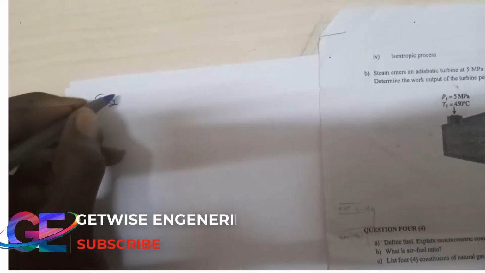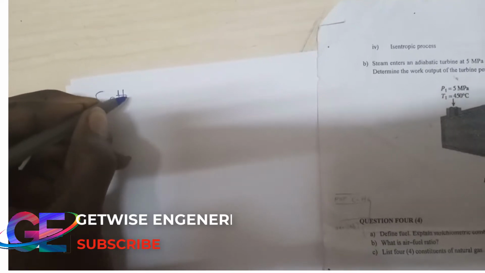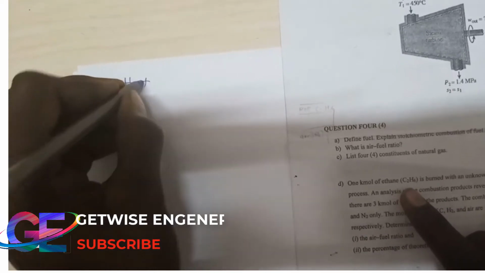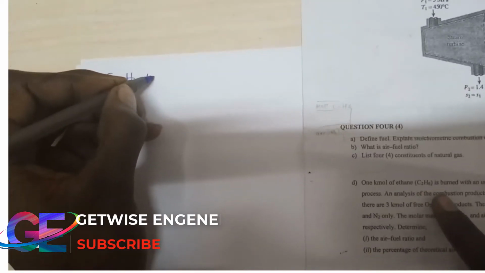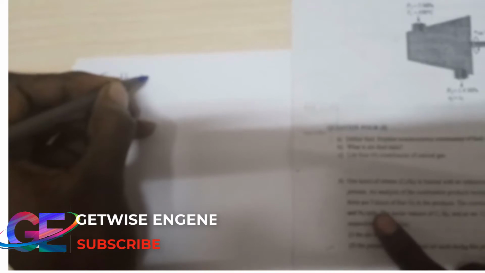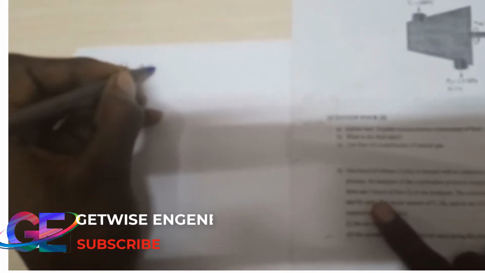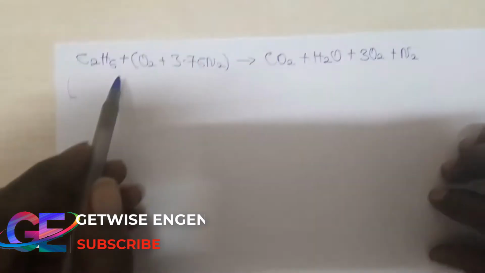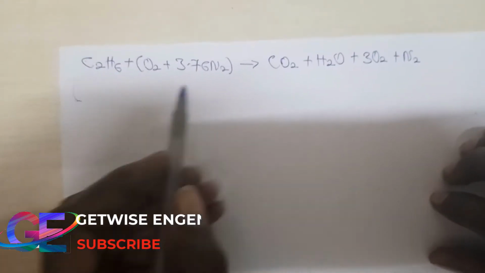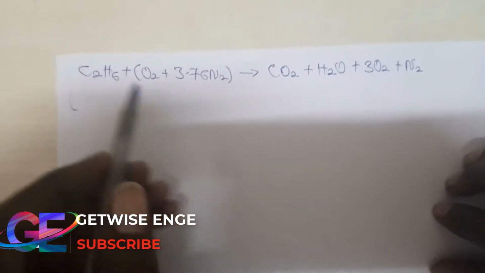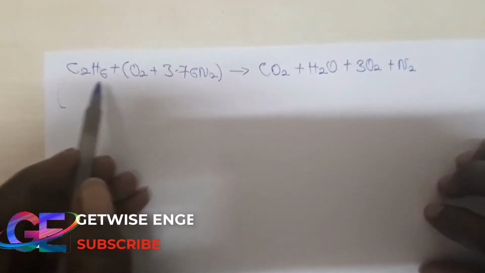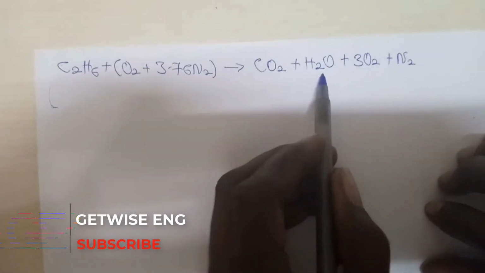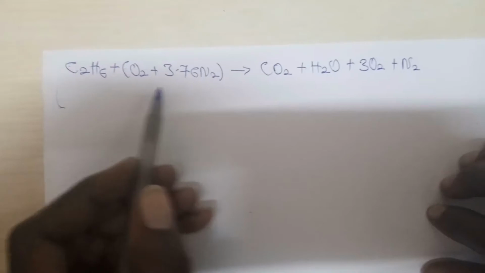Now this is the fuel, plus three, this is the fuel, this is the air. So now this is the reactant side, this is the product side. Now we have to balance the equation.